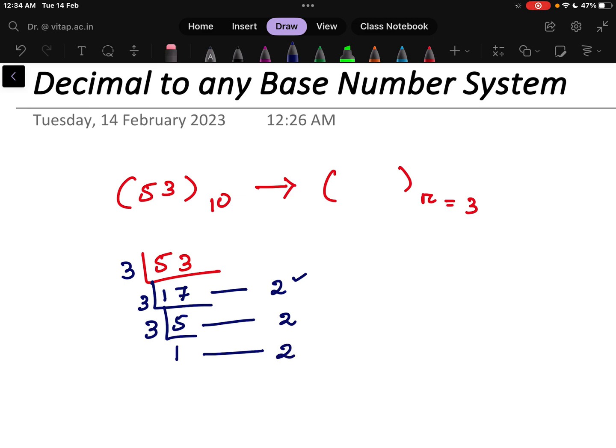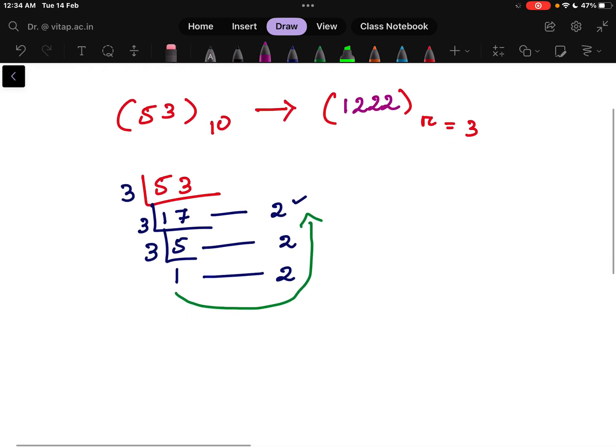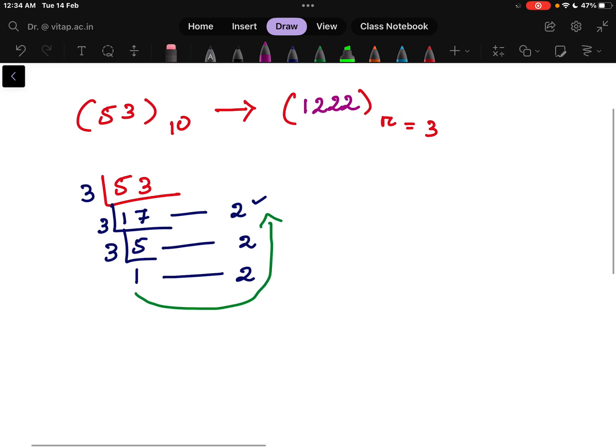So what am I getting? Remainders only I need to know. So I have to write the number in this manner, in this direction. So here the answer will be 1, 2, 2, 2, base 3. So this is the answer. Okay. Now in the same base, let me take another example.